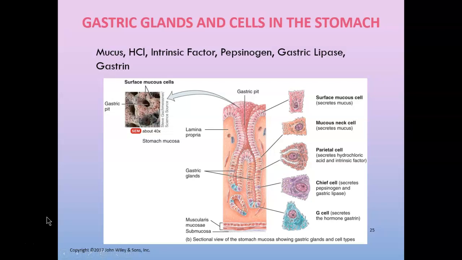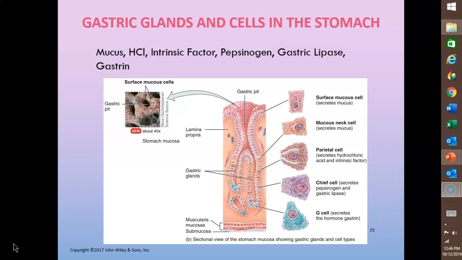So let's begin by looking at the different cells that are found in the gastric glands of the stomach. The stomach's made up of the same basic layers as the rest of the gastrointestinal tract, but it has some modifications. The surface of the mucosa is simple columnar epithelial cells. Obviously, we know what those look like, right? So those are going to create the lining, as you can see here in this image.